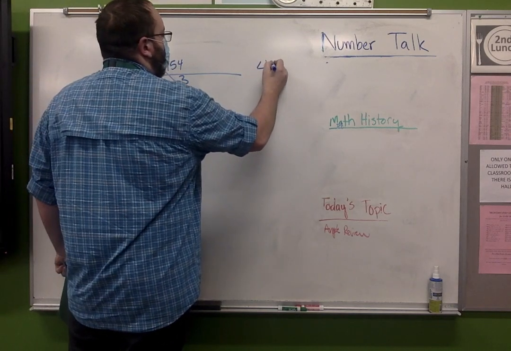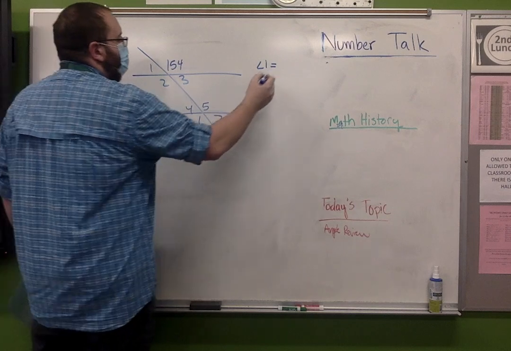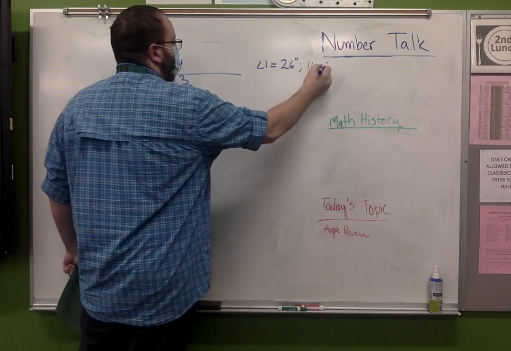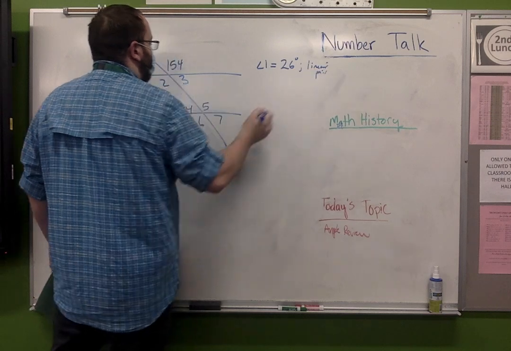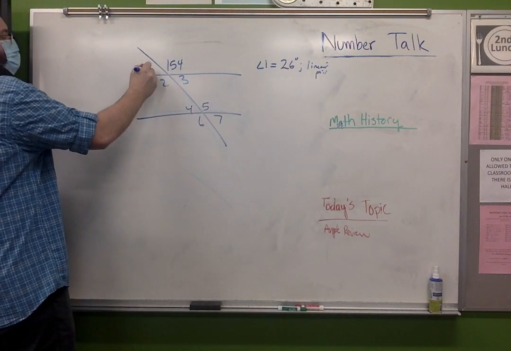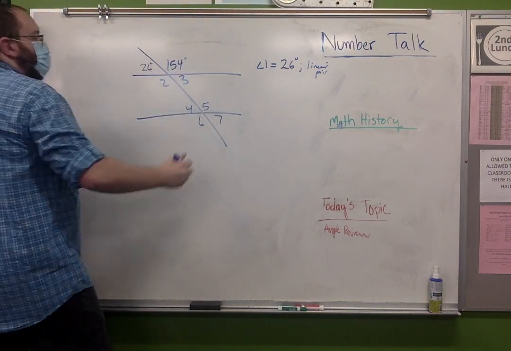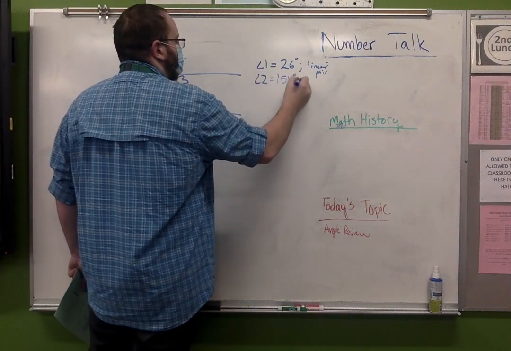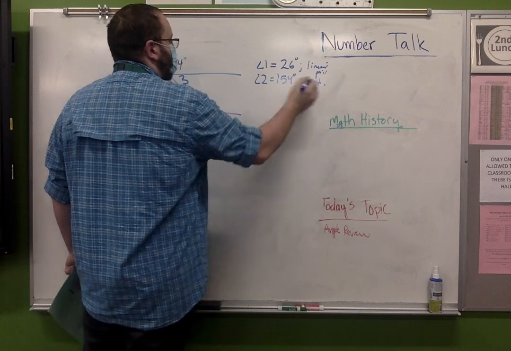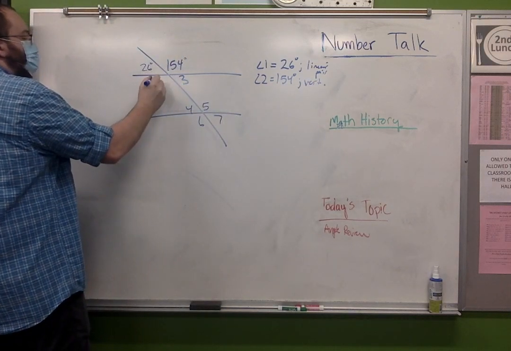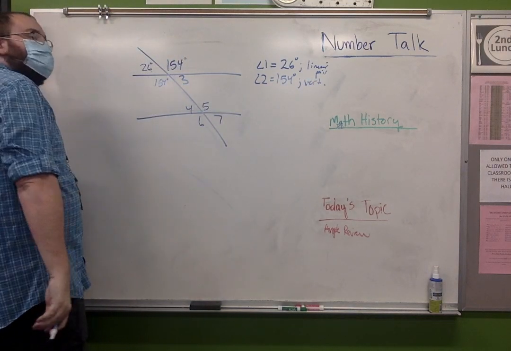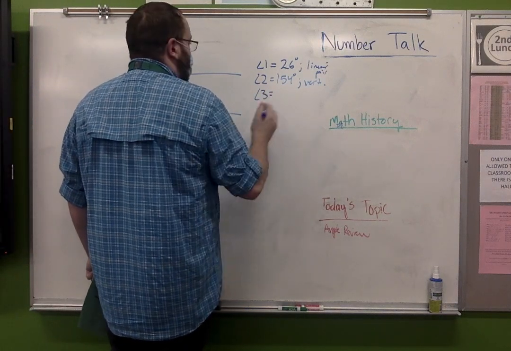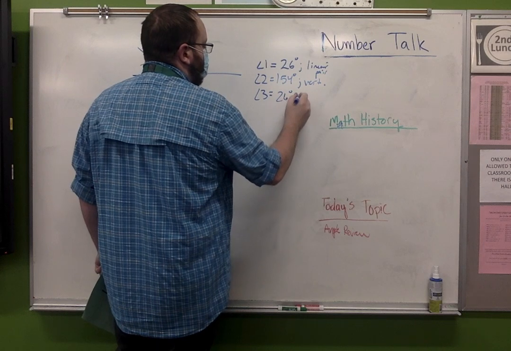So angle 1 is 26 degrees because of linear pair. This is 26. Angle 2 is 154, and I'm going to say because of vertical angles. Angle 3 is 26 degrees, and I'm going to say because of vertical angles.